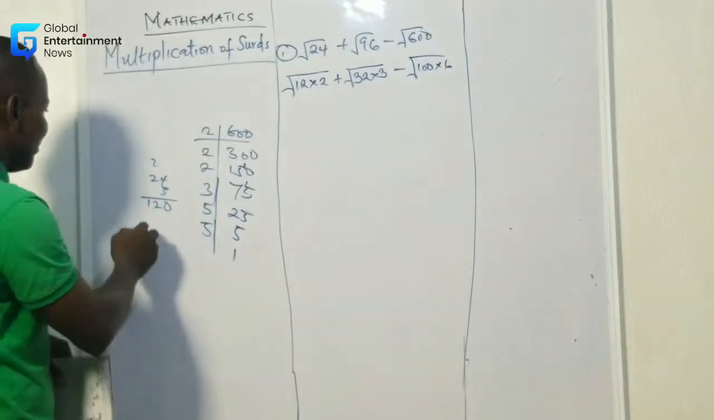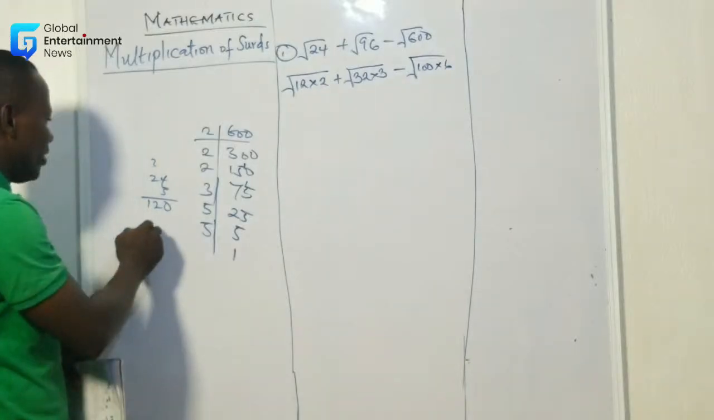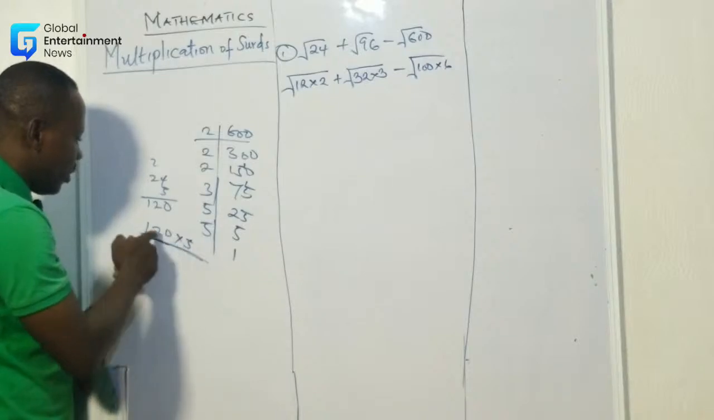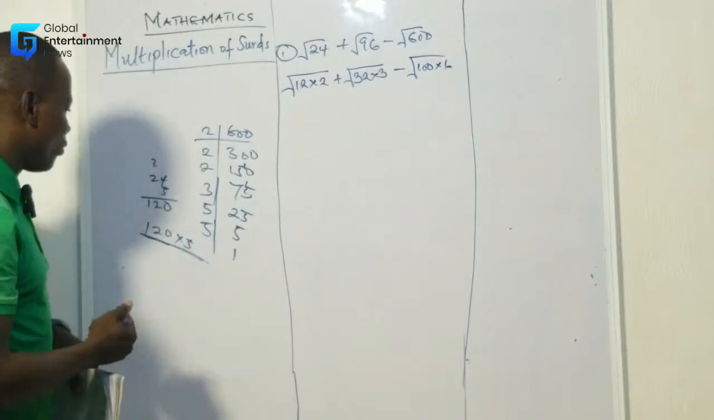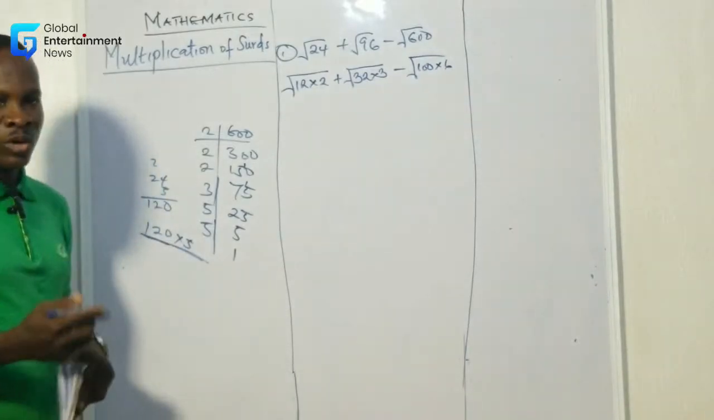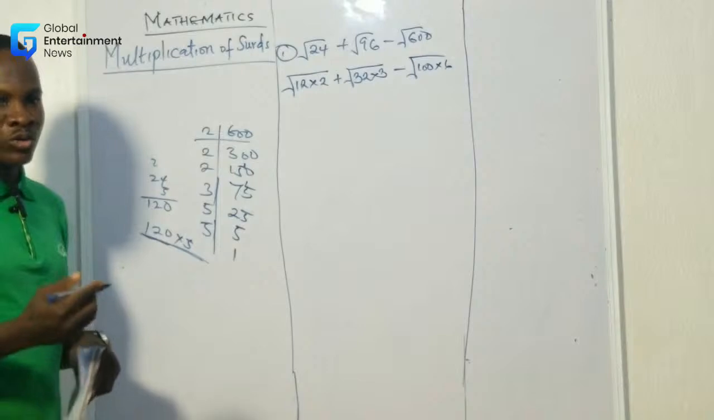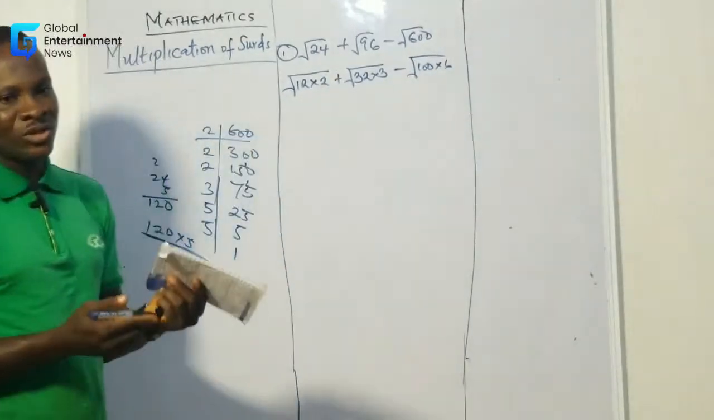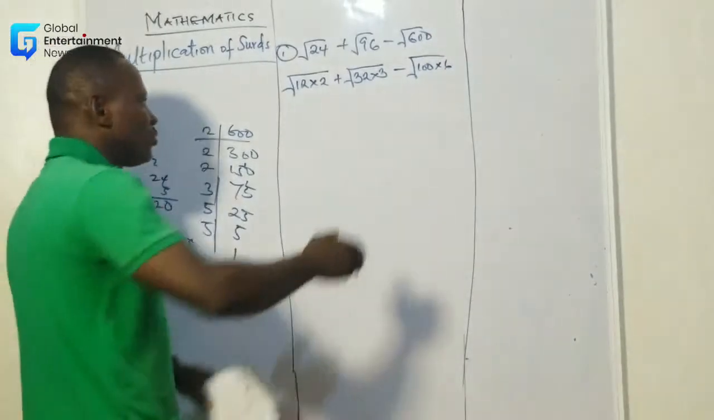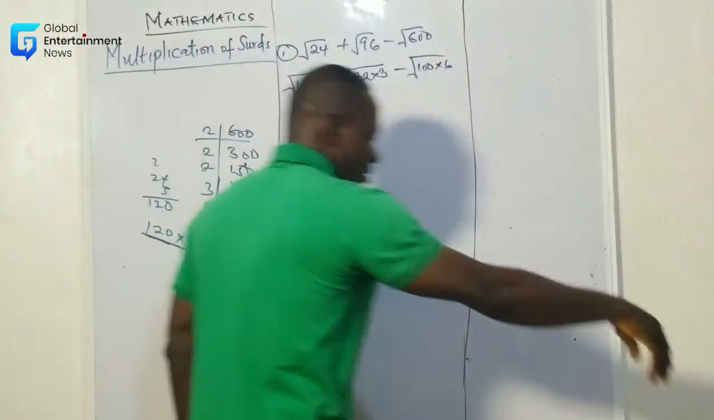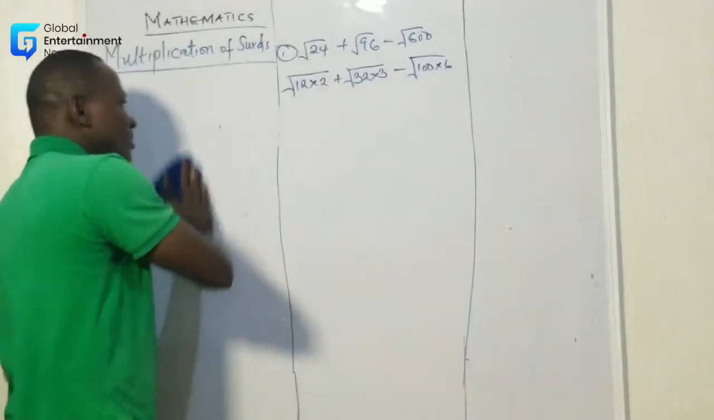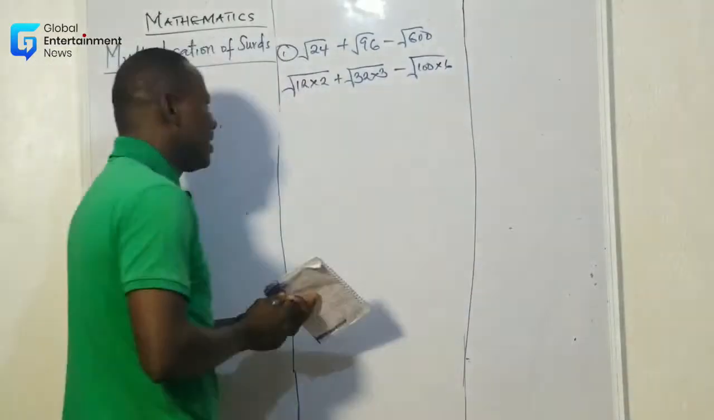If you look at it, 120 times 5, you can see both 120 and 5 are irrational. If you can remember, we have to get one rational and one irrational number. So this one is irrational and this is also irrational. So we have 100 times 6.